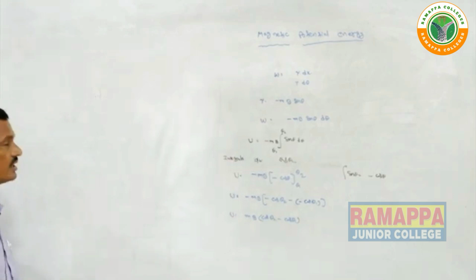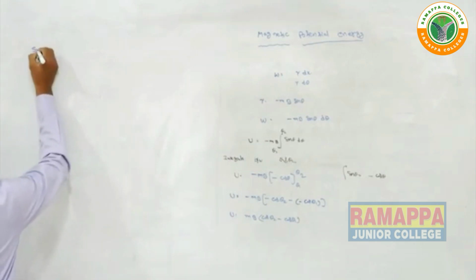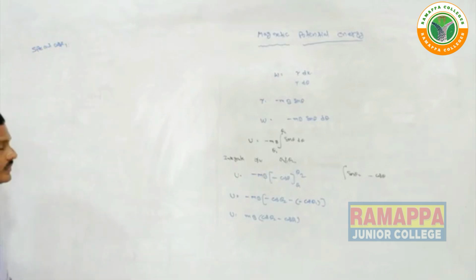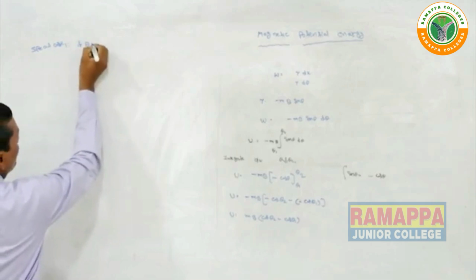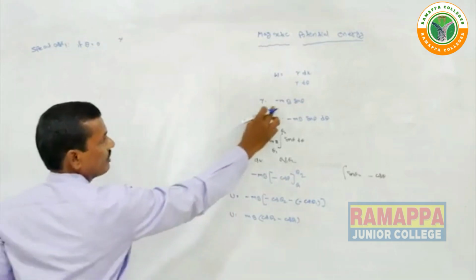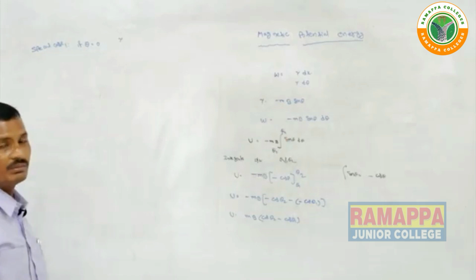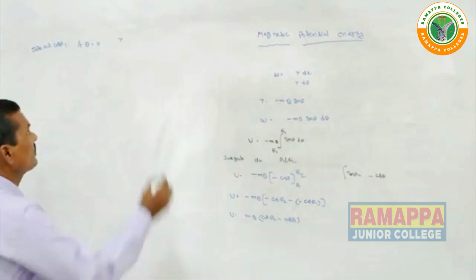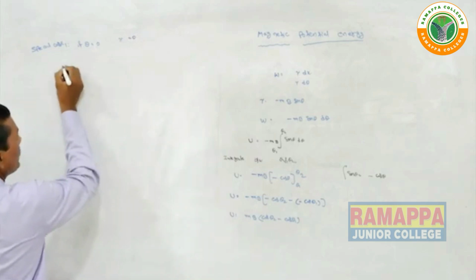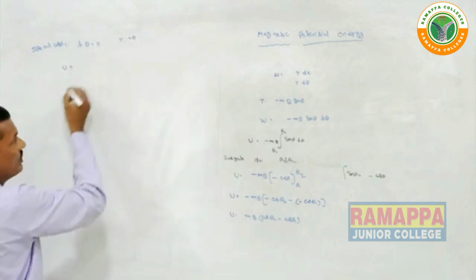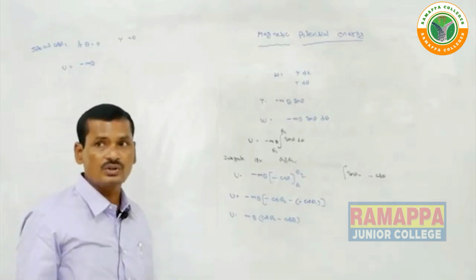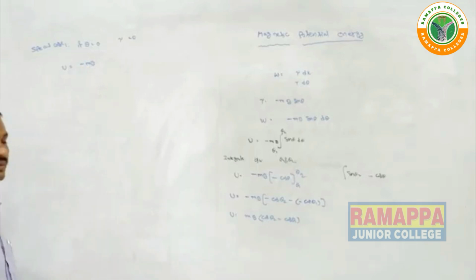In this condition, special case 1. If theta equals 0, what happens? Tau becomes minus mB sin theta, and sin 0 is 0. That's why tau is also 0. And magnetic potential energy U equals minus mB. Why? Because cos 0 equals 1.